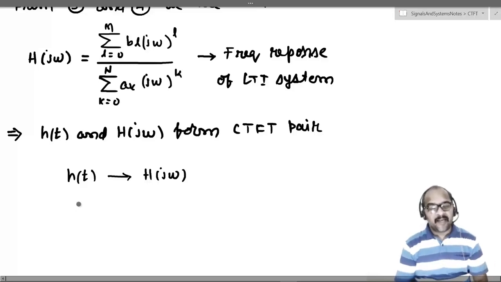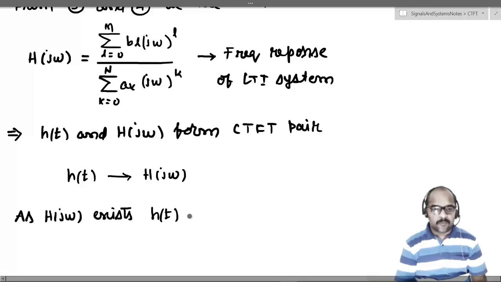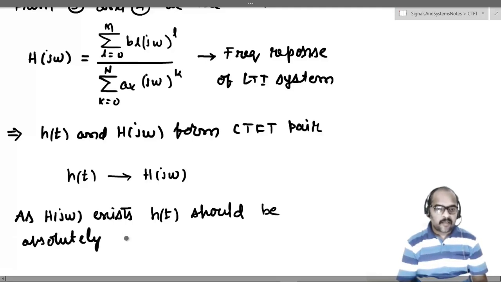Fourier transform exists implies what? Our h of t should be absolutely integrable. As H of j omega exists, h of t should be absolutely integrable. So that is the first Dirichlet condition, right? h of t should be absolutely integrable.